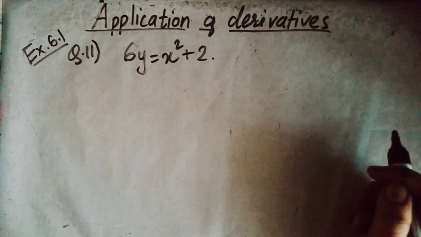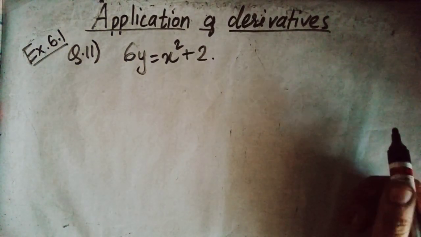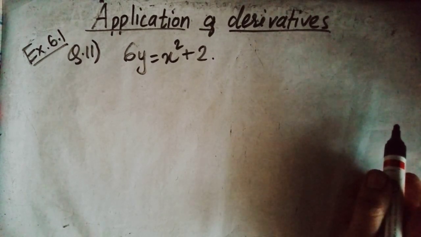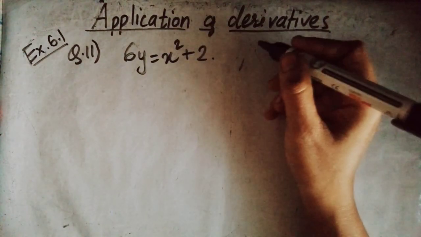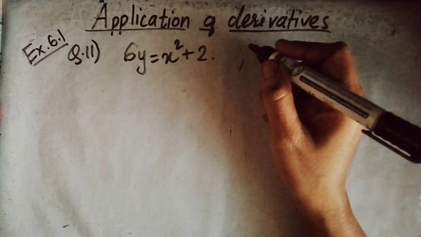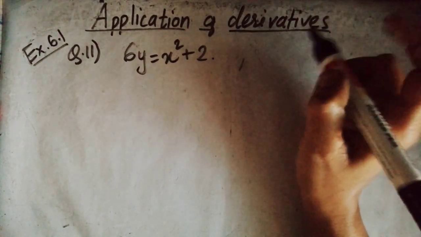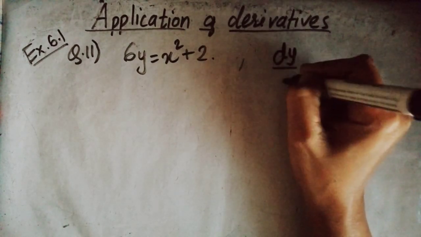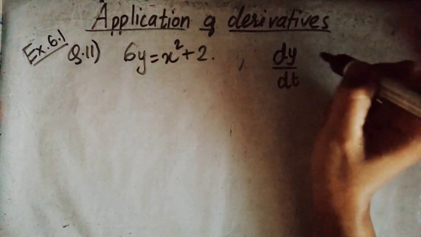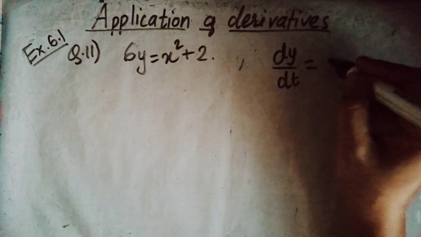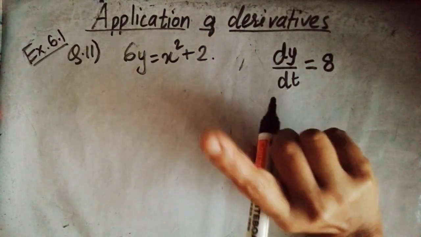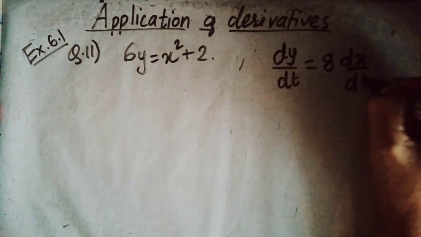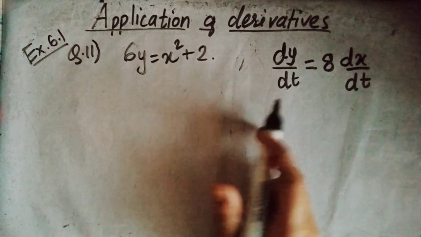Find the points on the curve at which the y coordinate is changing 8 times as fast as the x coordinate. Now the second sentence is what? The y coordinate is changing 8 times as fast as the x coordinate. So you have to convert that sentence.